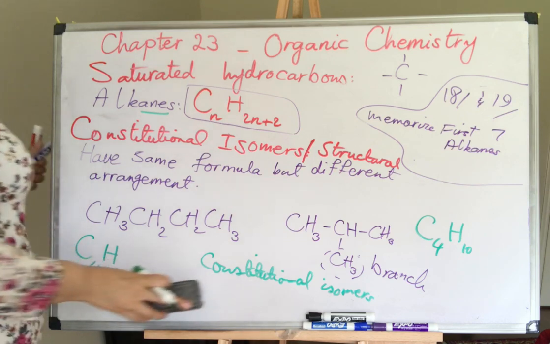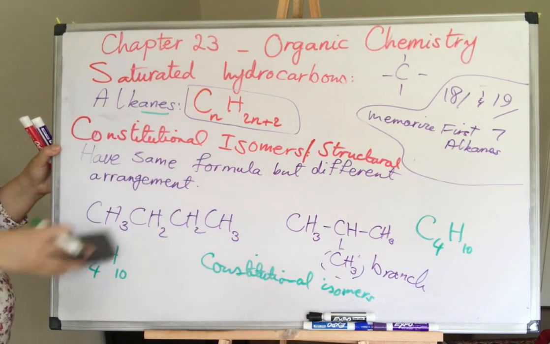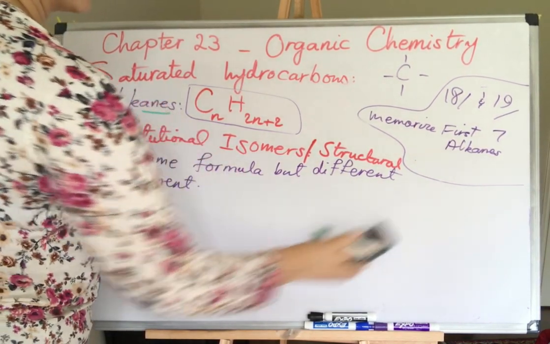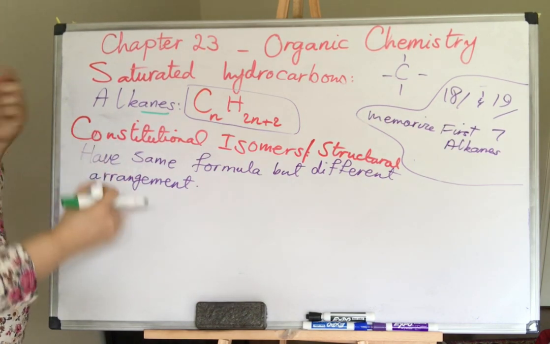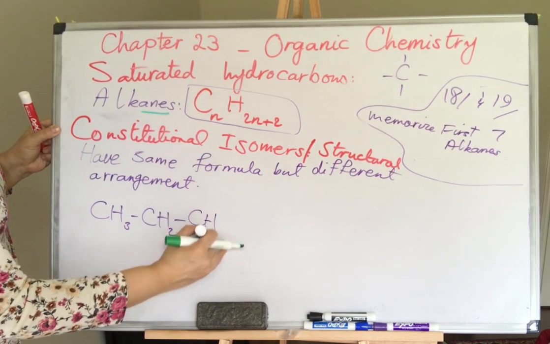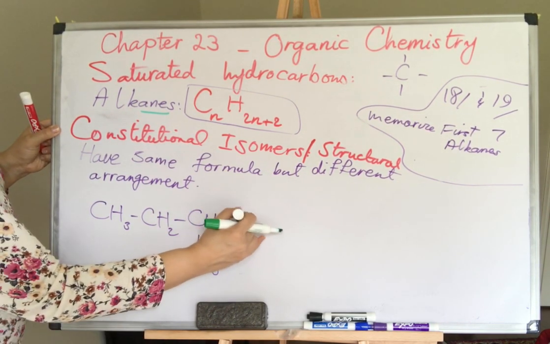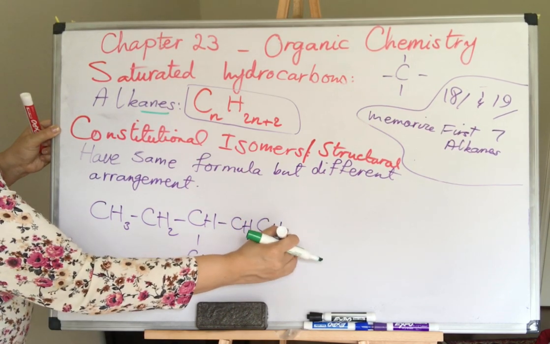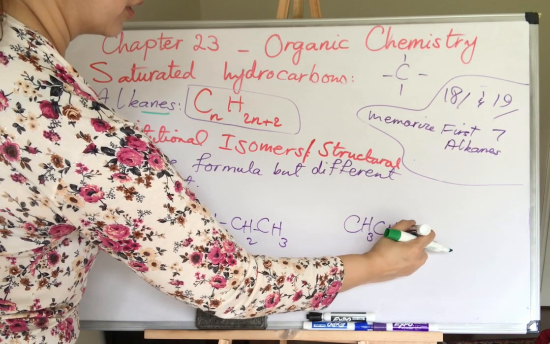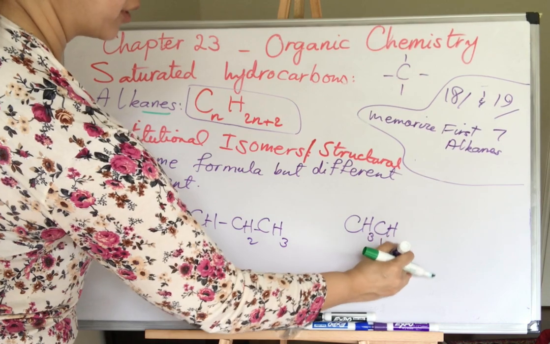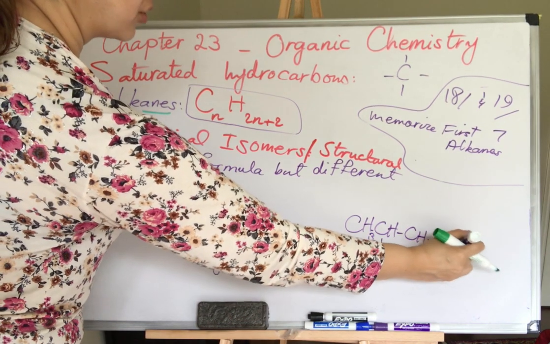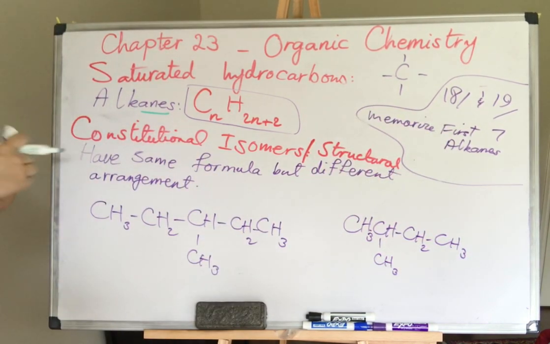Let's work on another one to make sure you got it. So far these two compounds are constitutional isomers. But how about these two? Let me draw the structure. 1, 2, 3, 4, and 5. And this CH3, CH2, CH2, CH3. We don't care about the name.